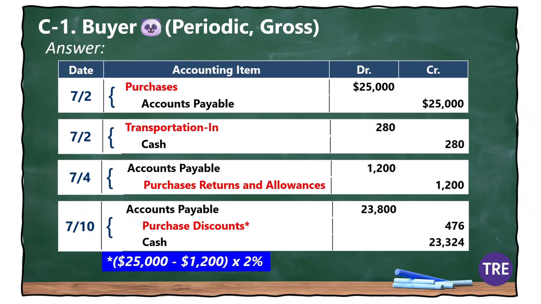So why is this difference important? Because in practice, the periodic system spreads activity across several temporary accounts, while the perpetual system keeps everything inside inventory, giving managers up-to-date inventory balances.